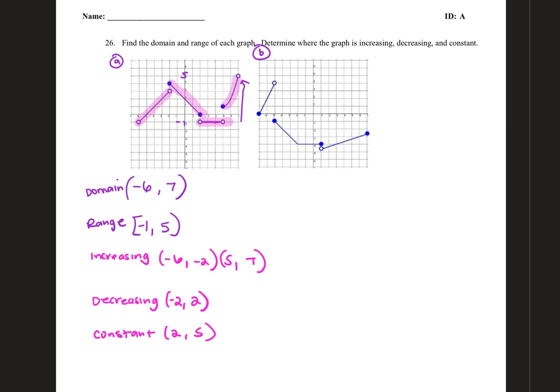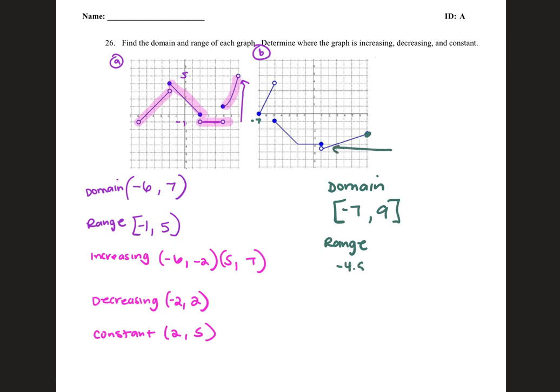For B, start with your domain. The furthest point left is this -7. It's a bracket because it's a solid dot. And then there's no break horizontally. It stops here at 9. And again, it's a solid dot. The range, the lowest y is actually here, like 4.5, -4.5. And it's an open dot, so it's a parenthesis.